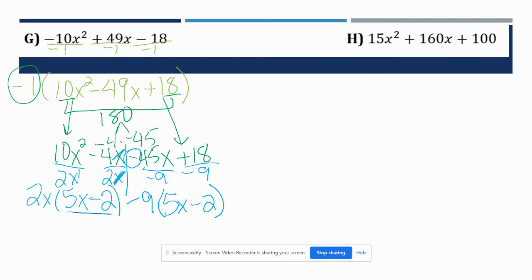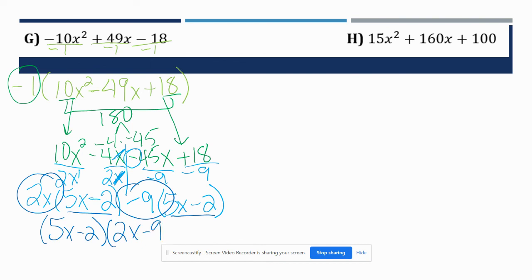We check these, make sure that the parentheses are the same. They are. That is our first factor. We pulled out 2x minus 9. That's our second factor. And now we come back to the beginning where we pulled out that negative 1 and bring that back to our answer.